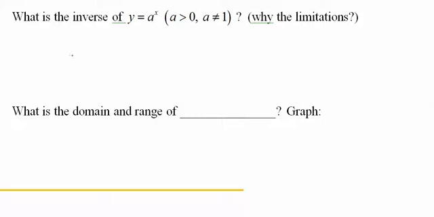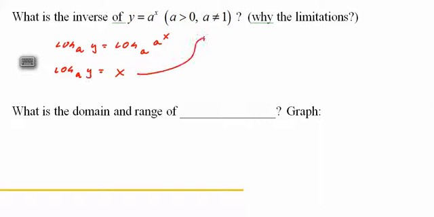So for the inverse, we have to do the logarithm thing. So we say log base a of y equals log base a of a to the x. These two cancel out, of course, and we get x equals log base a of y. Flip the x and the y. Might as well be consistent: y equals log base a of x.